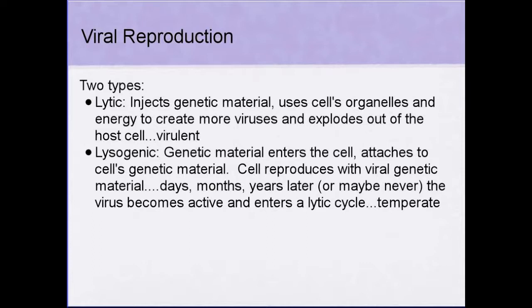Lysogenic is when the genetic material enters the cell and attaches to the cell's genetic material, but instead of immediately becoming active, it kind of lays in wait, and the cell continues to reproduce as normal with the viral genetic material. And then days, months, or years later, and even sometimes never, the virus becomes active, enters the lytic cycle, creates more viruses, and then explodes. But we sometimes refer to the lysogenic cycle as temperate.